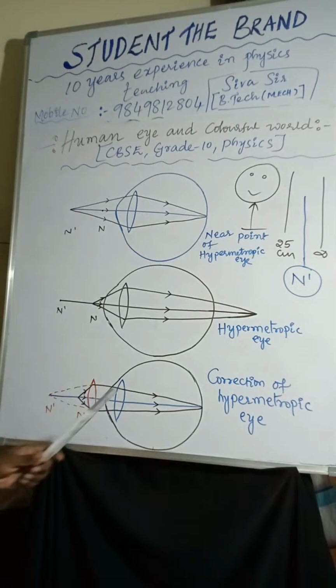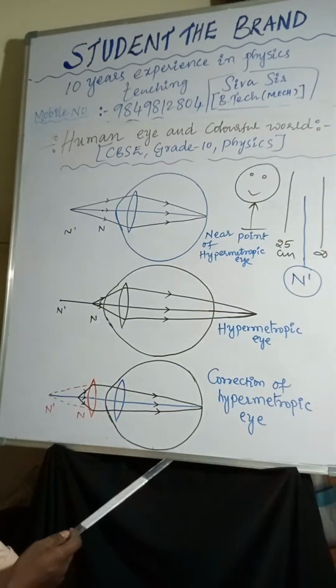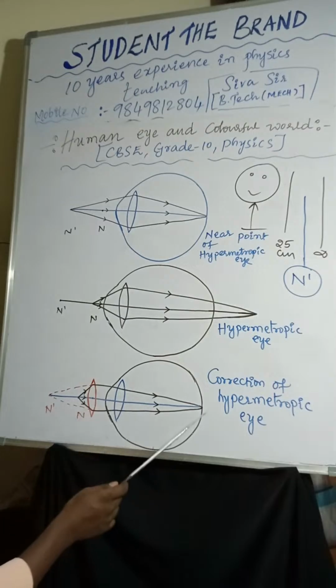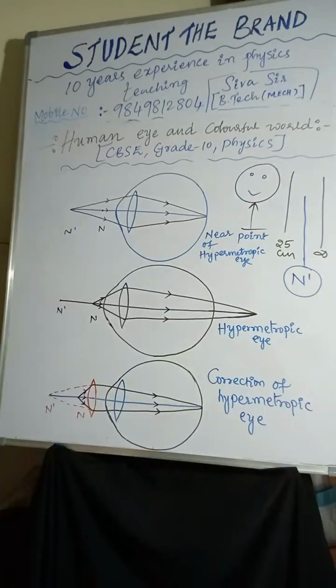So here you can see the correction of the hypermetropic eye. If the light rays are coming from N, the light rays will meet at the retina. If you extend them, the light rays will form at N dash. I hope it is very clear to you all. So this is about hypermetropia.